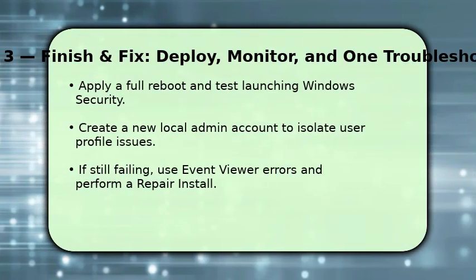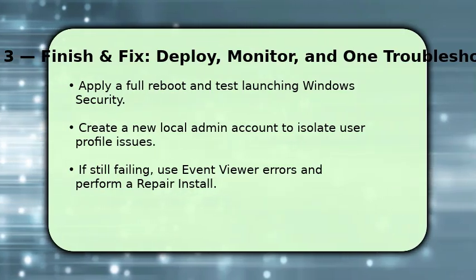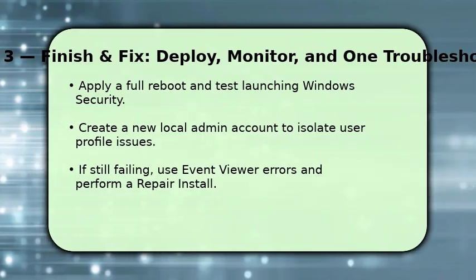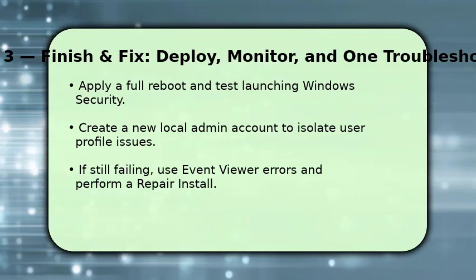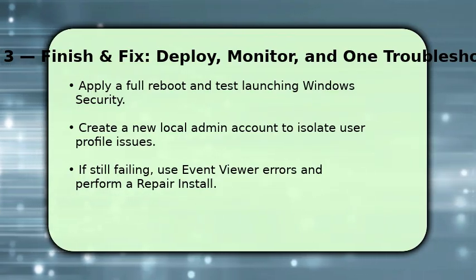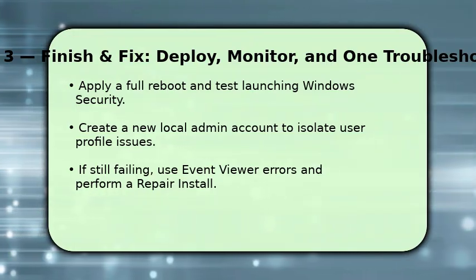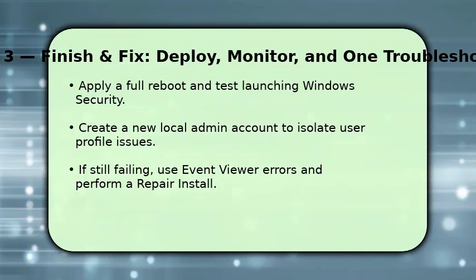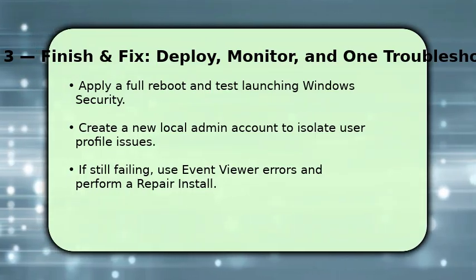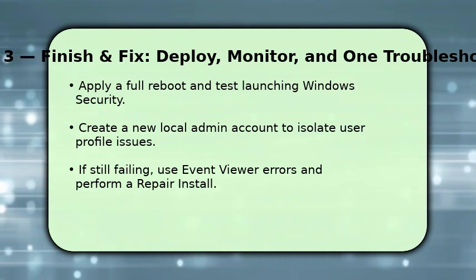Finally, apply a full reboot and attempt to open Windows Security. Many fixes require a restart to take hold. If the app still fails, create a new local administrator account and try launching from that profile to determine if your user profile is corrupted. If problems persist, check Event Viewer for specific error codes. Then perform a Windows repair install. Keep files and apps as a last step to restore system components without a full reinstall.